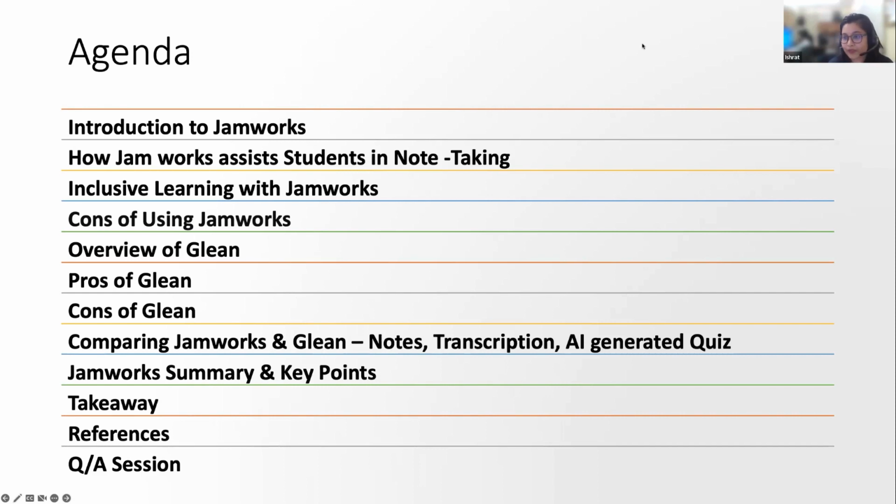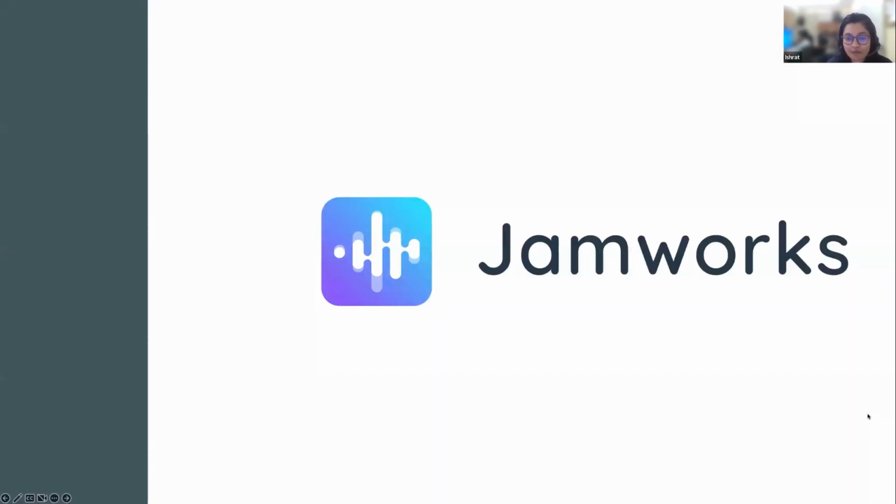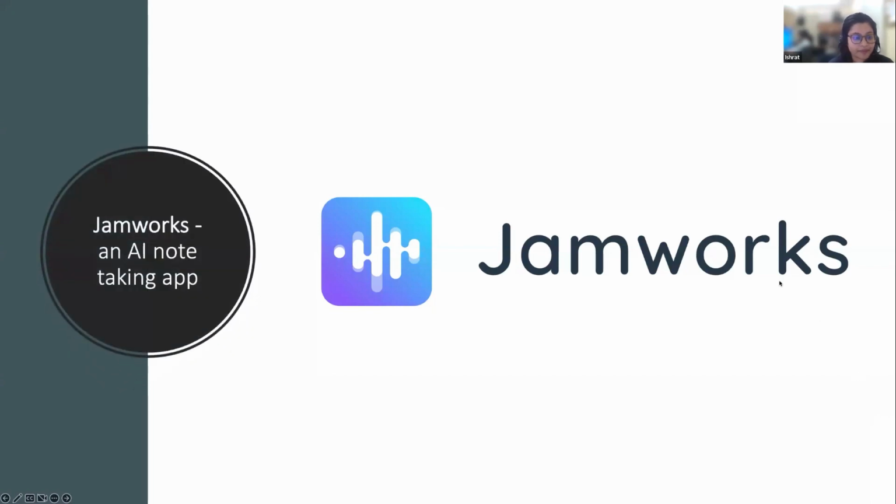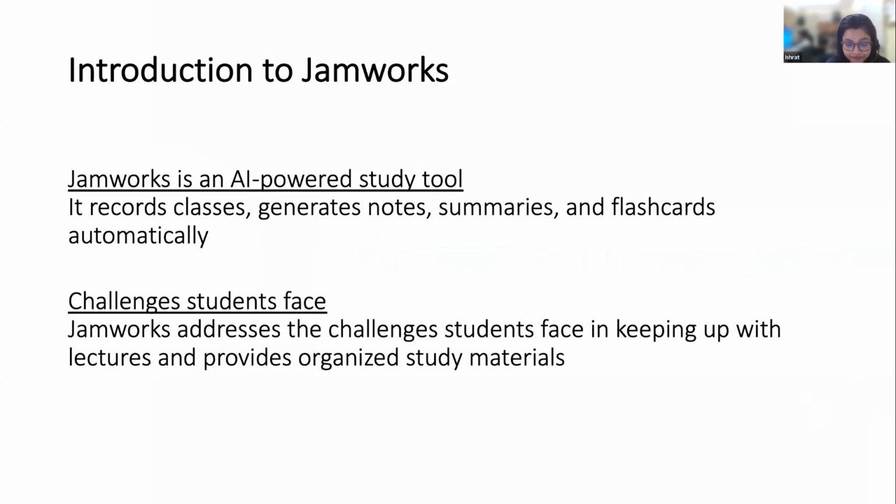So let's go forward to the next slide. Yes, there you go. So Jamworks is an AI note-taking app. It is a smart study tool that uses artificial intelligence to make learning easier. It can record classes and meetings, then automatically create notes, summaries, and even audio highlights. Can we move to the next slide, please? Yes, so it also organizes materials into topics, makes chapter summaries, and generates flashcard questions for studying.